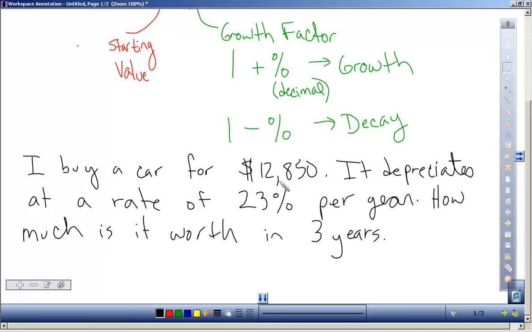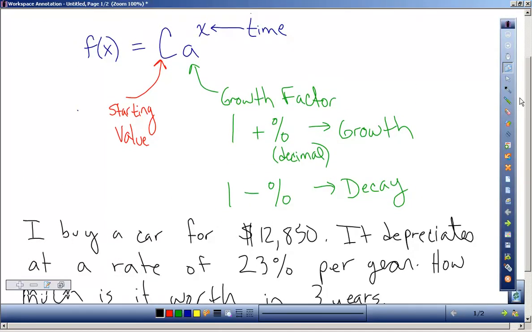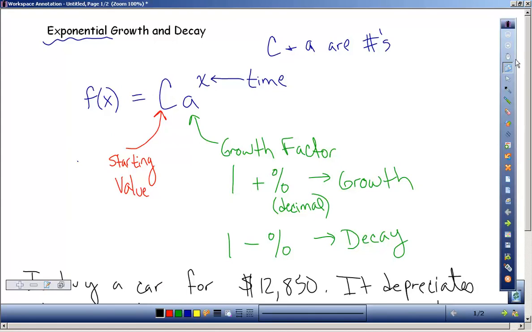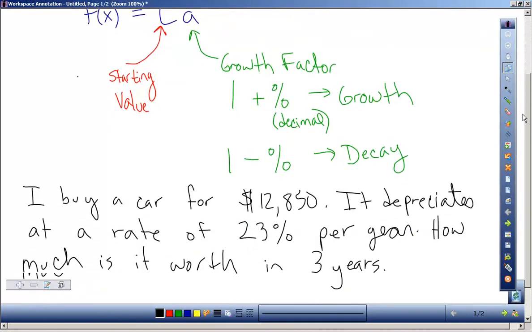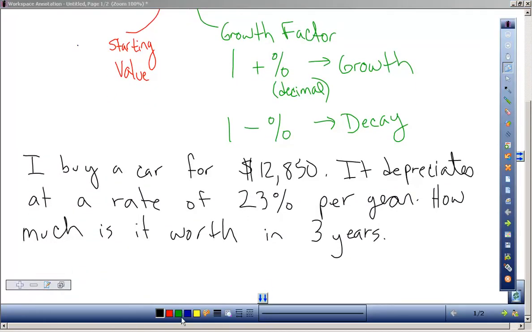And if you don't know this, folks, as soon as you buy a car and drive it off of the lot, it has lost value. Okay? It depreciates very quickly at the beginning, and then it kind of levels off at the end. So if I'm going to buy a car for $12,850, it depreciates at a value of 23% per year. How much should it be worth in 3 years?